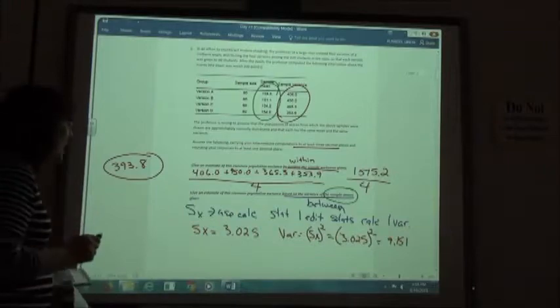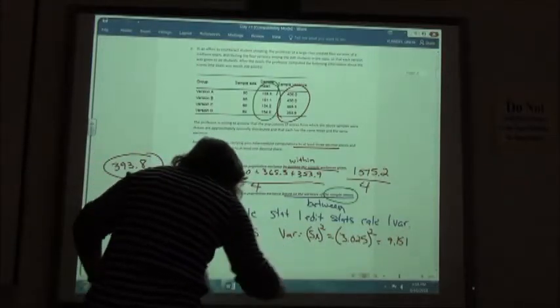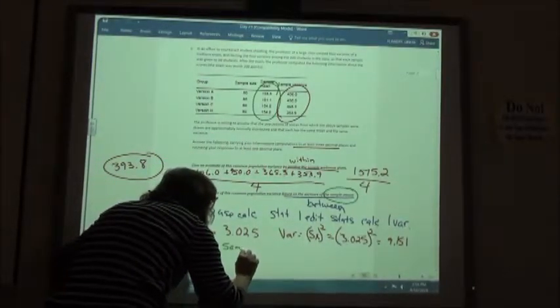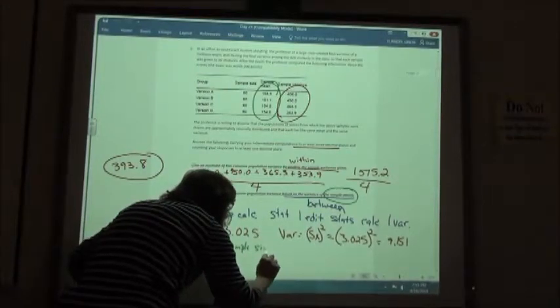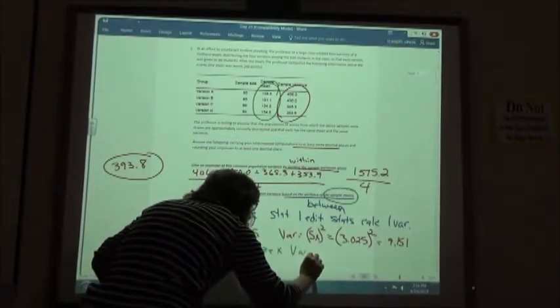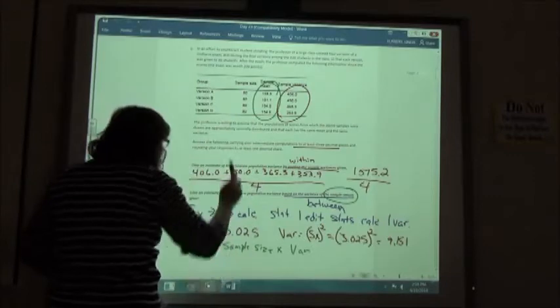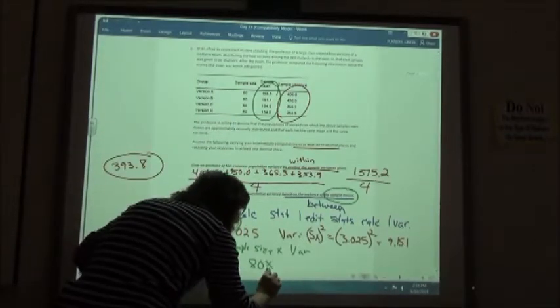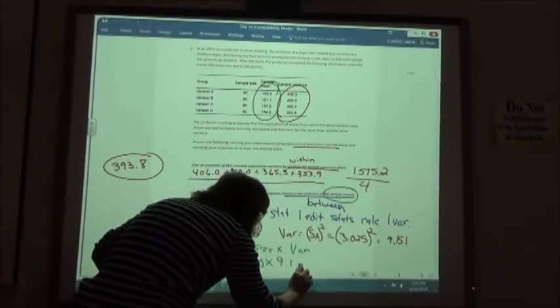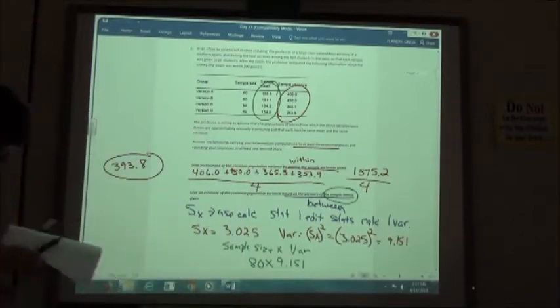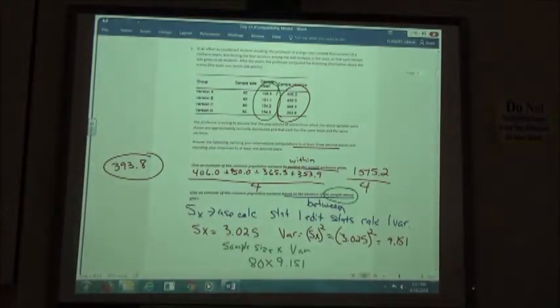And so, last thing we do, sample size times the variance. So my sample size is 80 times my variance of 9.151. Sample size times my variance.